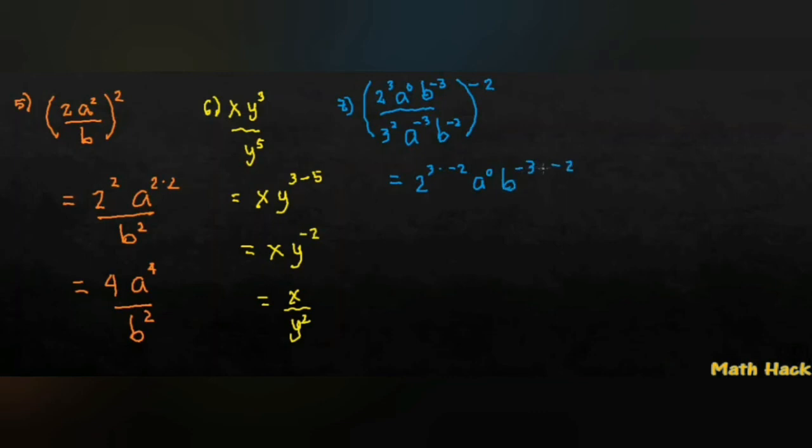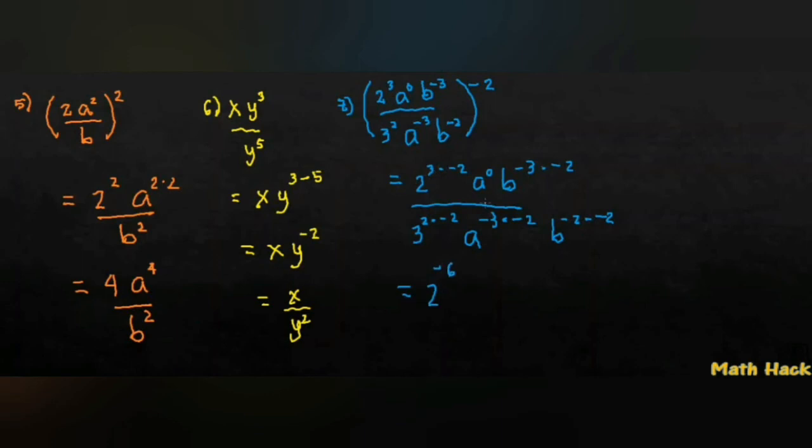Okay. Over, ayusin ko lang muna. Over 3 raised to the power of 2 times negative 2. Okay, a raised to negative 3 times negative 2. And then b raised to negative 2 times negative 2. Okay, kailangan maging maingat tayo sa pag multiply ng mga integers.